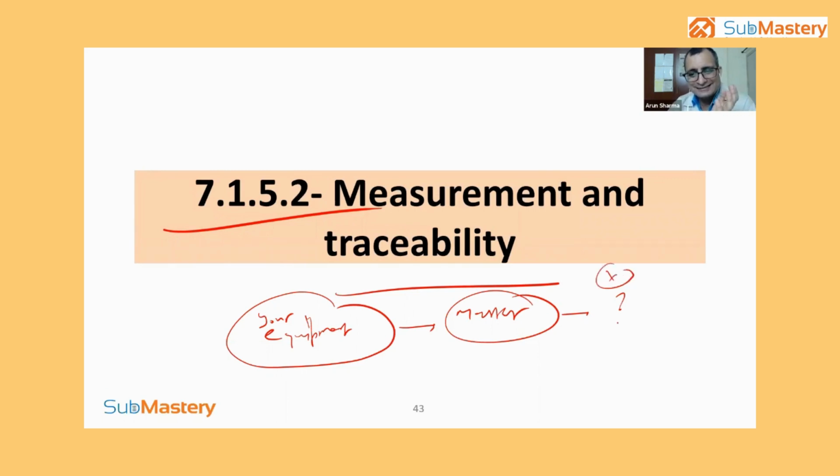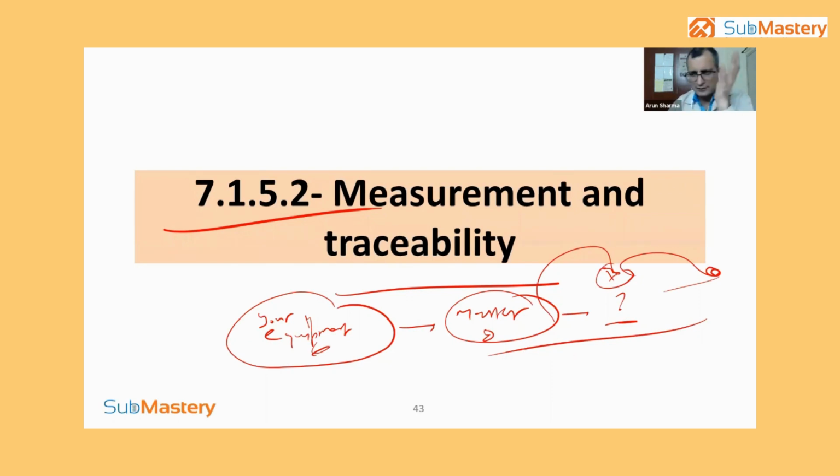Okay, now what is the traceability? They should be traceable. That is called traceability. Your equipment is calibrated by some master, that master itself is calibrated, and that itself is calibrated like that. So there is a traceability, right? So how do you need to go?